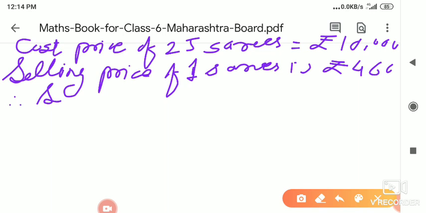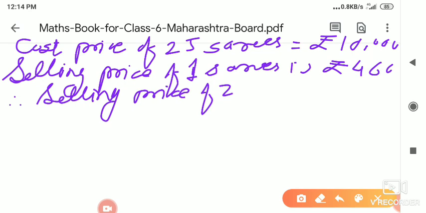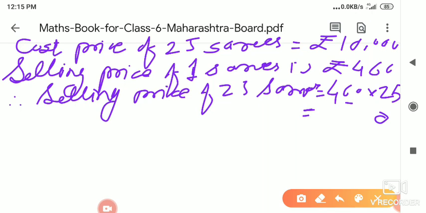Therefore the selling price of 25 saris is equal to 25 into 460. Do the multiplication of 460 and 25. You will get the answer 11,500. 25 into 0 is 0. 25 into 6 is 150. From this 150, 0 is written here and 15 is carried. And 25 into 4.